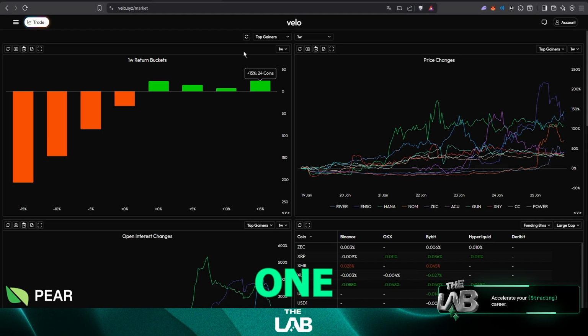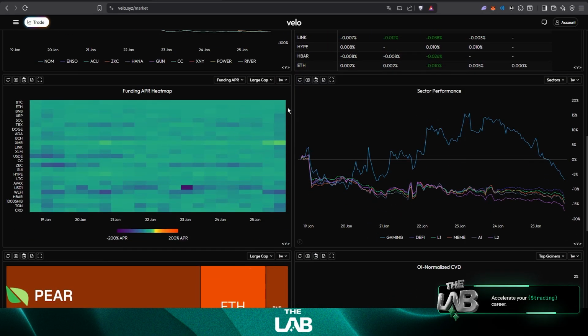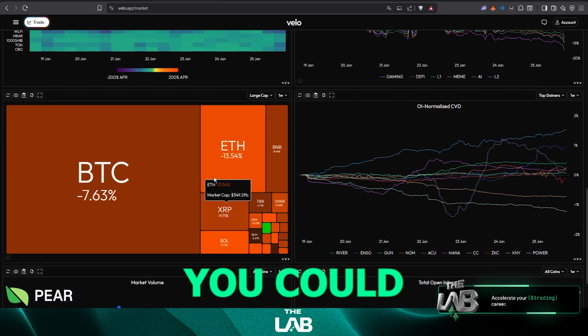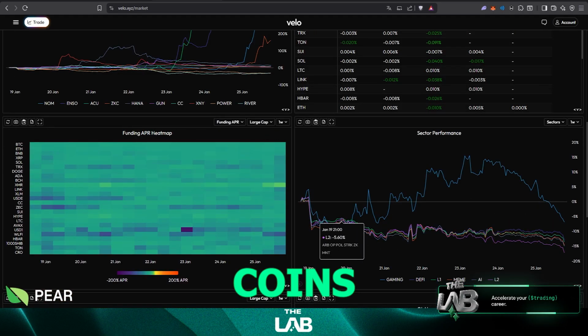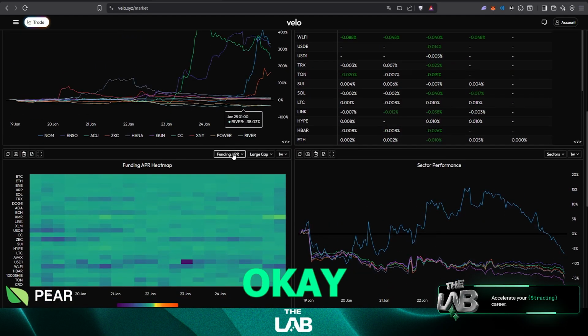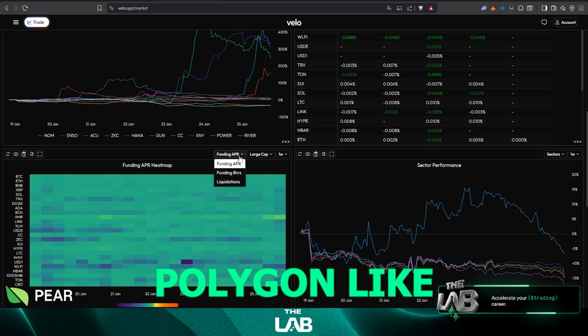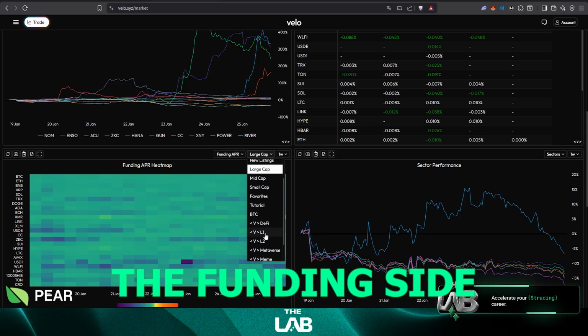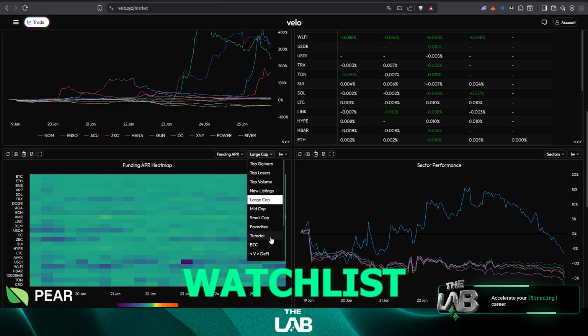And I like the market one. The market one is essentially lots of data compressed in an Excel form, right? And the good thing is you can play around with the stuff you want to see for your coins. For example, maybe I want to long BTC, I want to short Polygon, how does this affect me on the funding side? You can choose here between top gainers, but also from your watchlist.